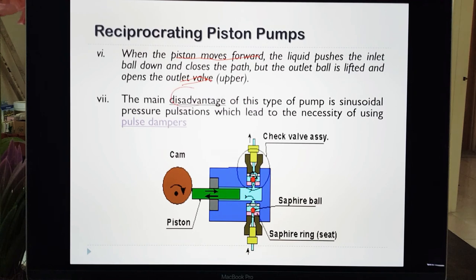The main disadvantage of this type of pump is sinusoidal pressure pulsation, which leads to the necessity of using a pulse damper.